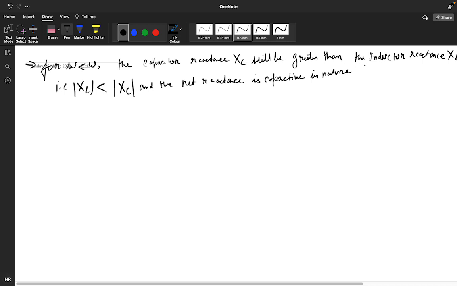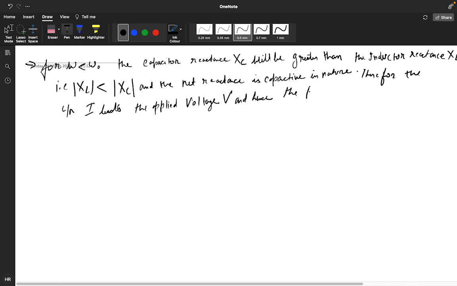Therefore the current I leads the applied voltage V, and hence the power factor is leading in nature.